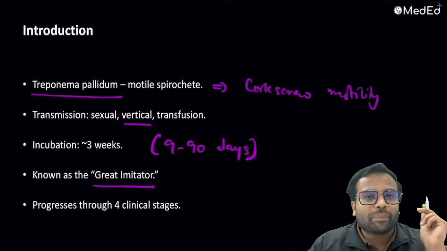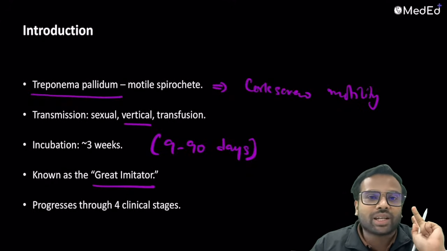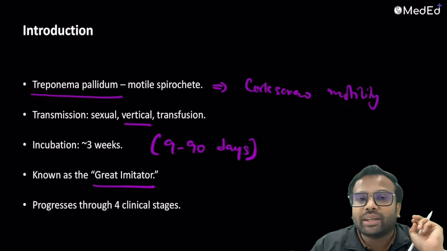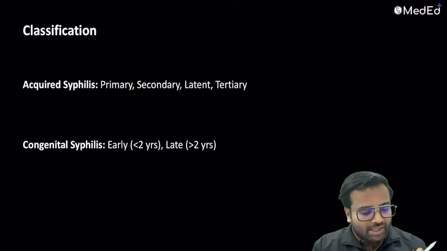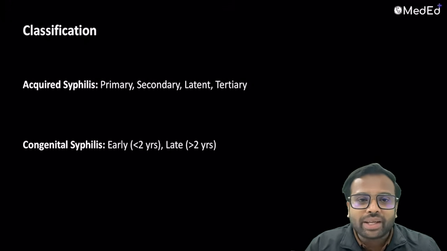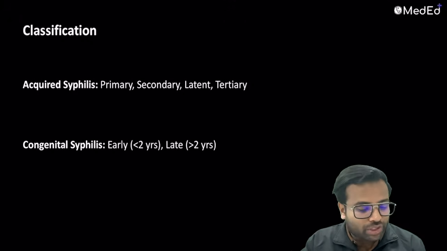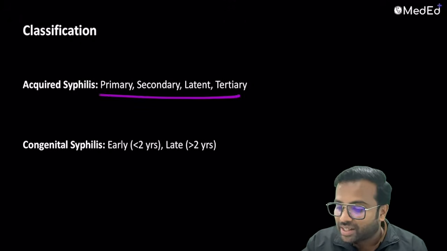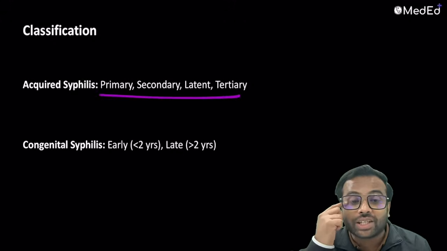Please remember, it always goes through a primary stage, a secondary stage, a latent stage, and finally a tertiary stage as well. So let's see one by one. Primary, secondary, latent and tertiary. Very good, Stardust, your answer is correct.